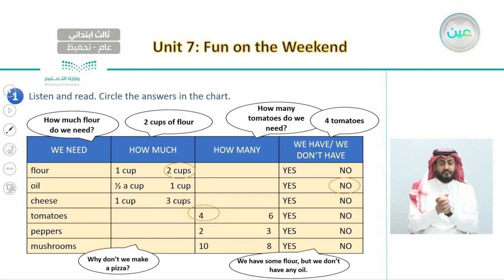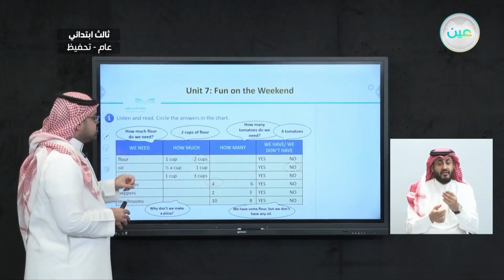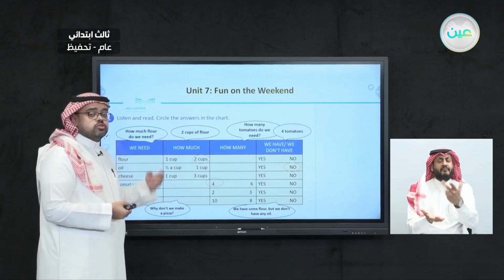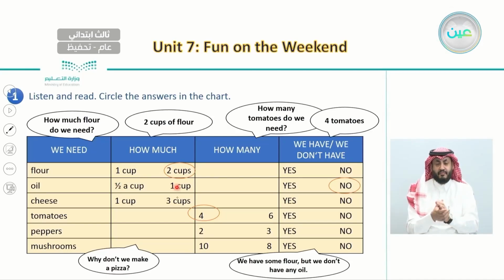So they want to make a recipe or a certain food, and here they wrote what they need. So they said that we need flour, we need oil, we need cheese, we need tomatoes, we need peppers and mushrooms. And exactly the amount of each one of them, how much they need, it's written here. So for example, the first answer is given to us, which is how much flour do they need? They need 2 cups. And how much cheese they need? It's not mentioned. It's on our part to listen and write down or choose the answer. And how much oil do they need? It's upon us to listen and choose either half a cup or 1 cup.